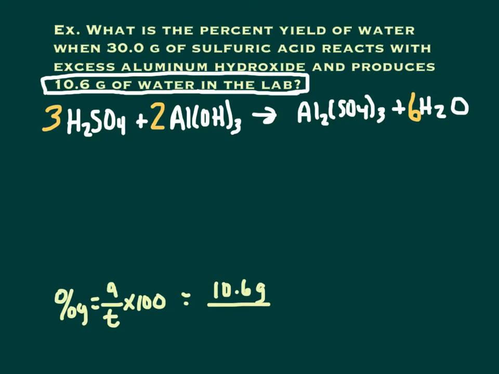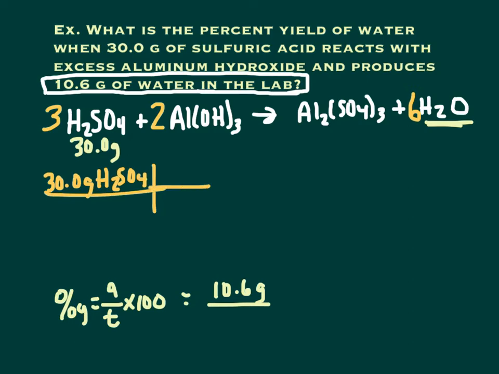So to find theoretical, remember, we have to do an action line. We're starting out with 30 grams of this stuff, and we want to know theoretically how much water, if all that reacted, it should make. So here we go. We're going to do an action line to find that out. 30.0 grams of H2SO4. And then we're going to change that grams to moles, and that molar mass is 98.09 grams. And that's 1 mole of H2SO4.